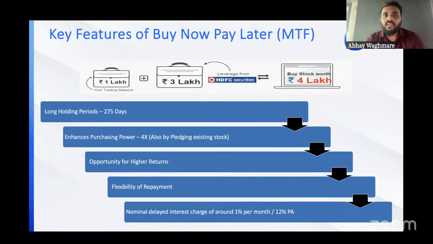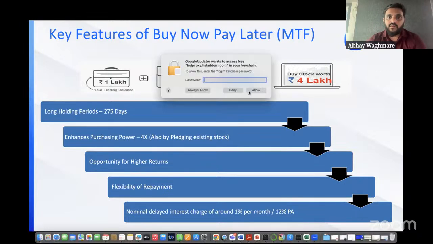1 lakh rupees is the trading balance that you have. The remaining 3 lakh rupees is funded by us, HDFC Sky. So automatically you'll be able to buy 4 lakhs worth of stocks.